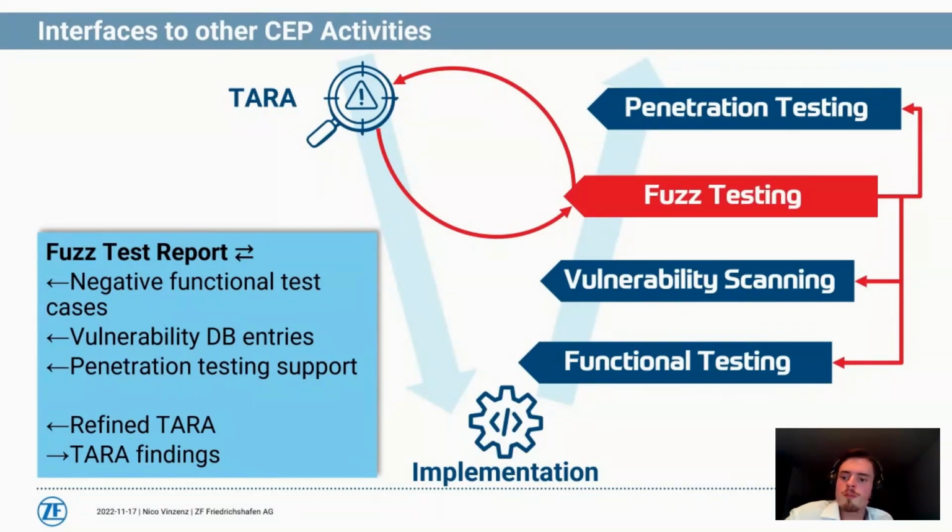So if maybe we find that the modeling of the TARA or some kind of methodology or some kind of rigor or cybersecurity assurance levels we defined were not correct, we can refine the TARA from that and directly use the new findings to refine our test specification with it.